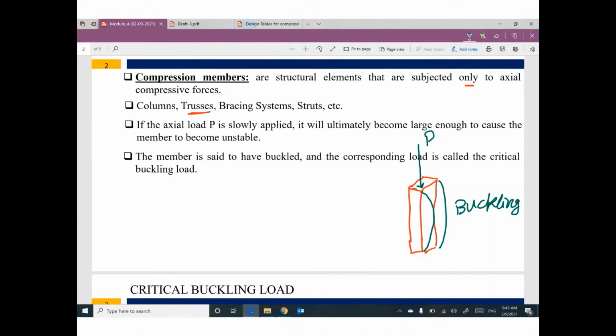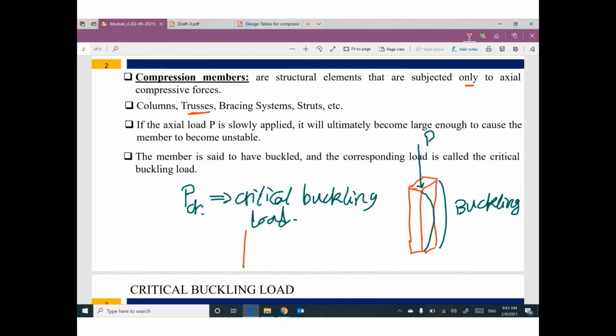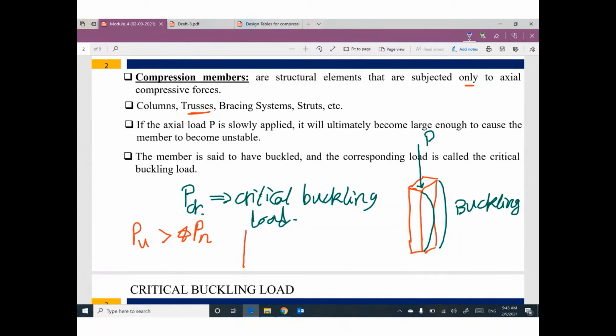So we have something called P critical, which is called the critical buckling load. Guys, make sure you are understanding this concept. Please pay attention. We have two situations. P ultimate greater than phi Pn. Phi Pn, from the design philosophy, is the design ultimate strength of any member.